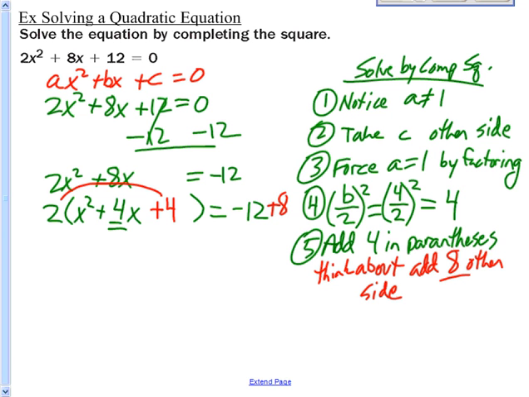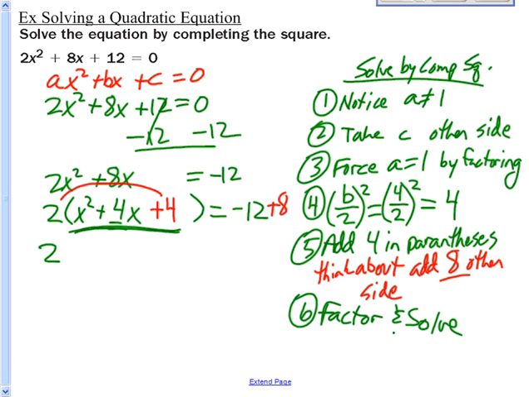Now I go ahead and factor and solve this thing. So I leave the 2 in front. I factor this x squared plus 4x plus 4, which we already know factors into x plus 2, x plus 2. Over here I got negative 12 plus 8, so a negative 4.